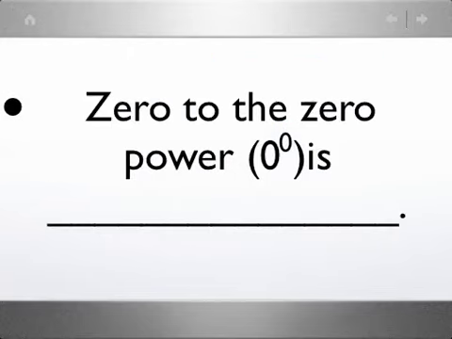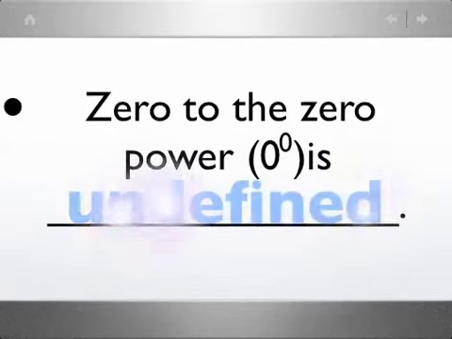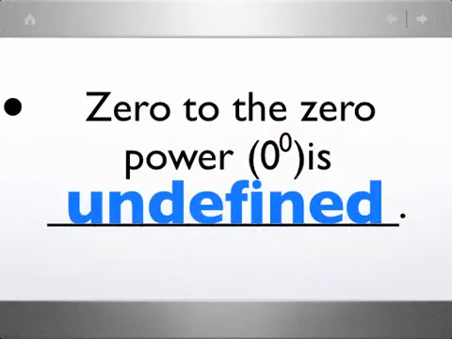0 to the 0 power, which is written in parentheses using notation, is always going to be undefined. The reason why it's undefined is it kind of has two sets of rules. 0 to any power, except for 0, is going to be 0. So if you had 0 to the first power, that's 0. 0 cubed would be 0. 0 to the 100th power would be 0.